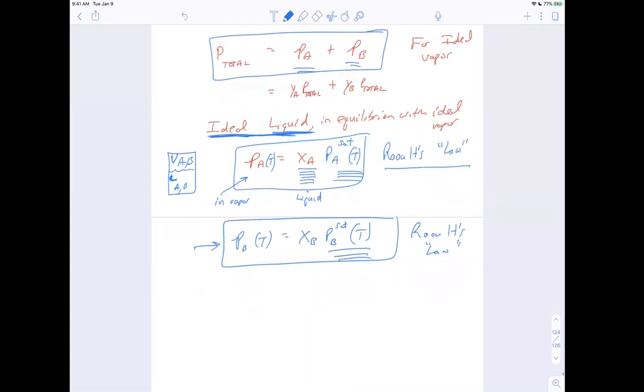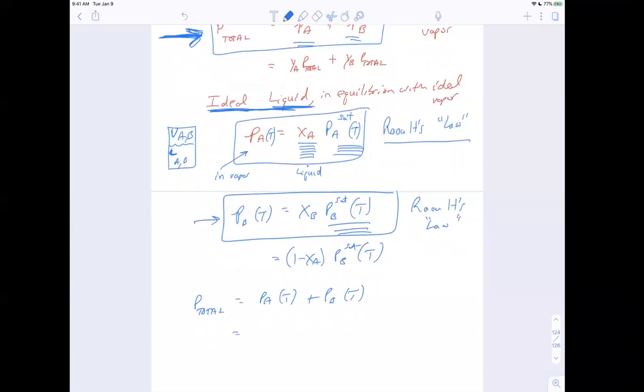And in fact, I can write X sub B as 1 minus X sub A, times PB sat. So I can actually get P total all as a function of X sub A. So here's my expression for P total. Because it's an ideal gas, it's just a linear sum. So P total is equal to PA at this temperature plus PB at this temperature, but we know what PA and PB are. PA is just XA times PA saturation at this temperature, and PB is just 1 minus XA times the saturation pressure of B.